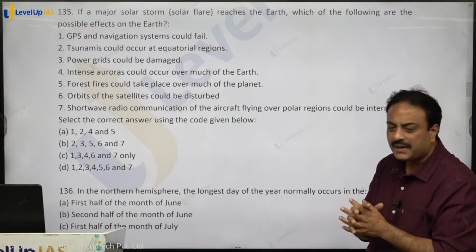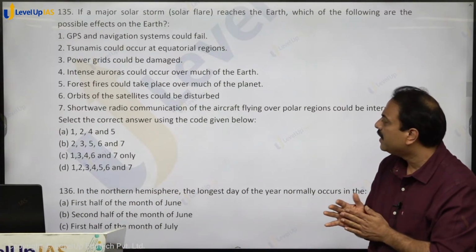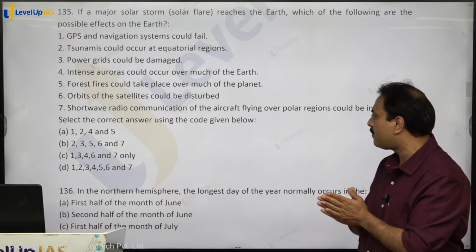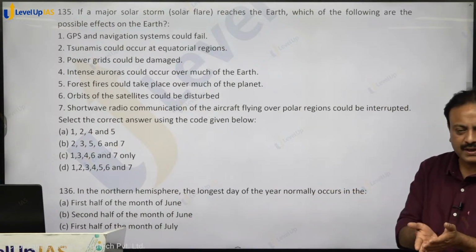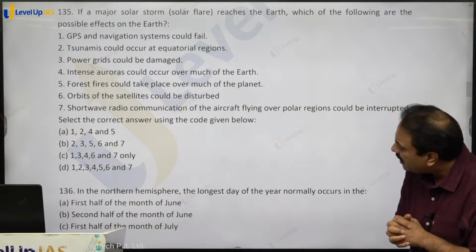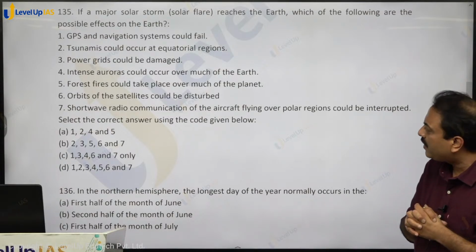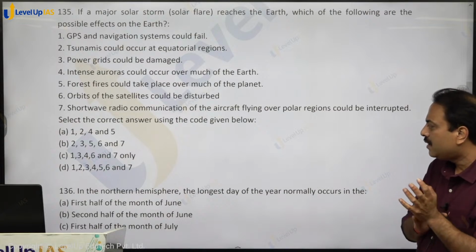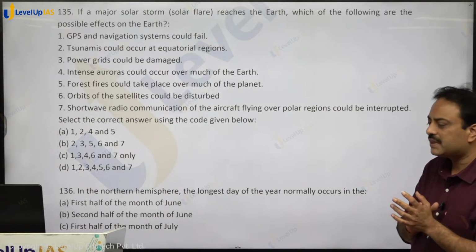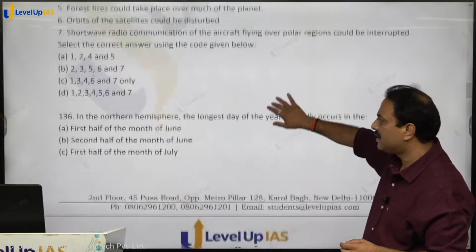Orbits of satellites could be disturbed. Yes, they will be disturbed. Shortwave radio communication of aircraft flying over the polar region could be interrupted. Yes, it will take place. So here tsunami, 1 will not be there and forest fire will not be there. 2 and 5 will not be there. So 1, 3, 4, 6, 7. Option C, C for cat shall be the right answer.